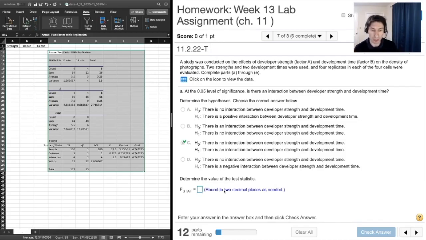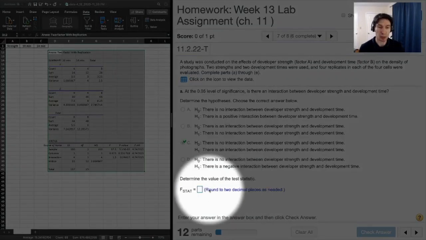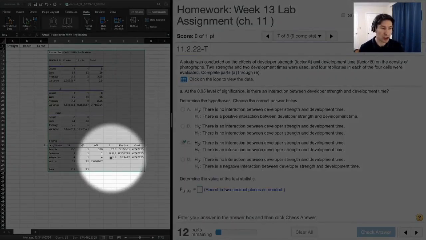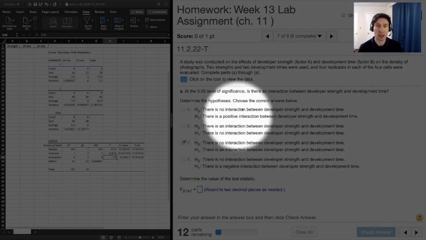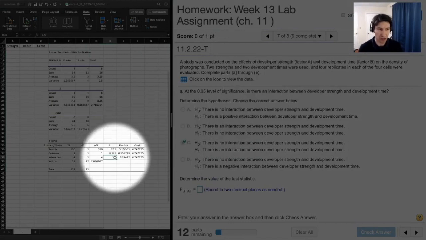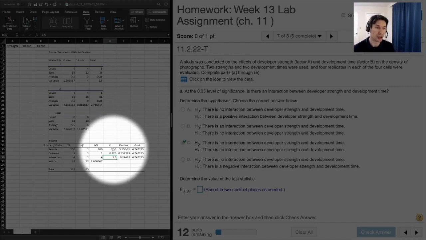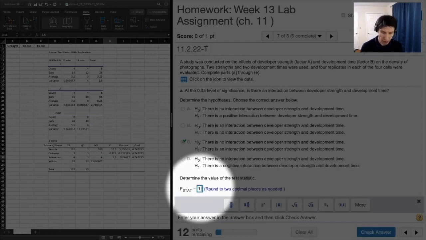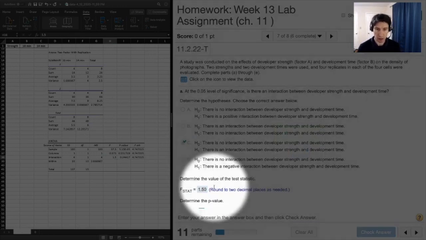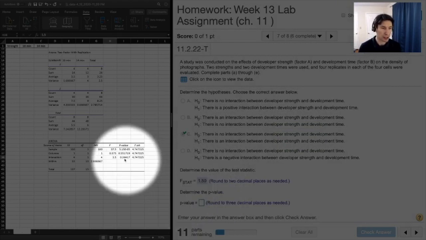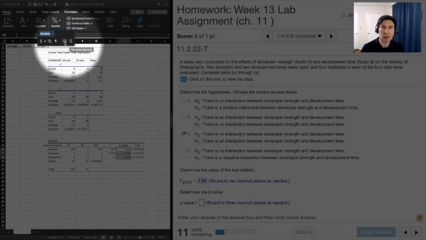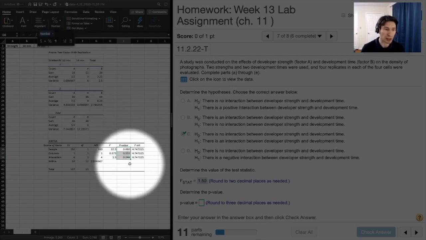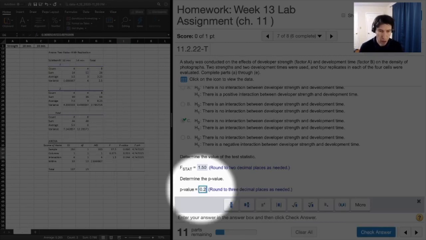They want the f-stat with 2 decimal places. Now be careful, which f-stat do they want? We are talking about the interaction first, so it's the third line. So here's 1.50. What is the p-value? Let me just change the format to 3 decimal places here. They want 3 decimal places, 0.224. Nope, 0.244.